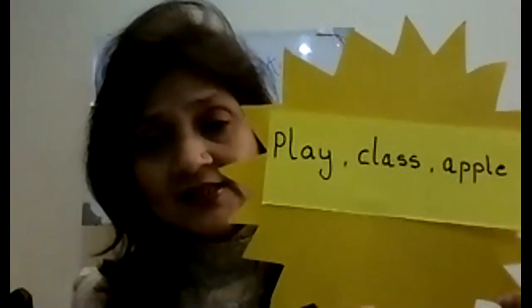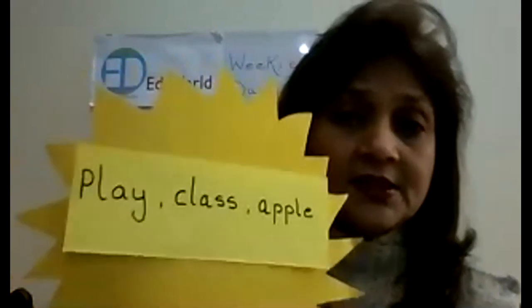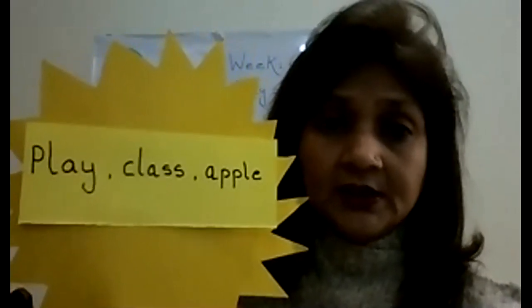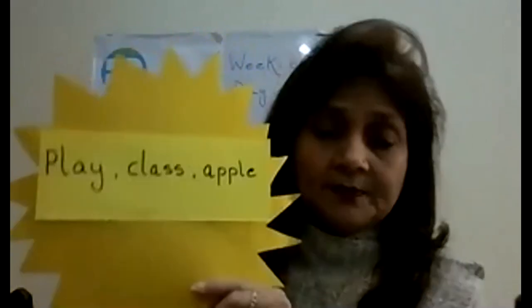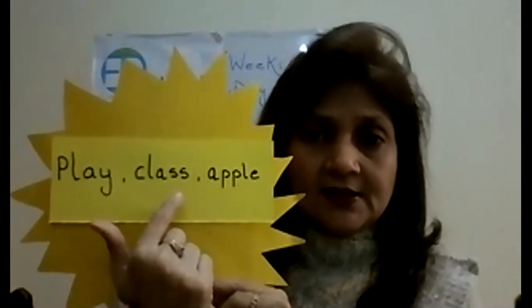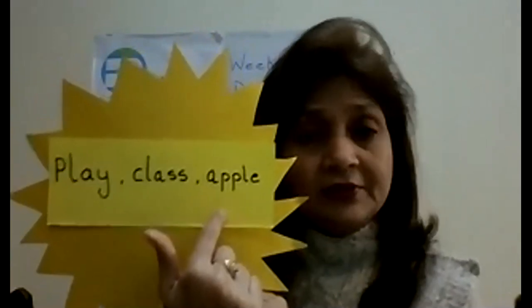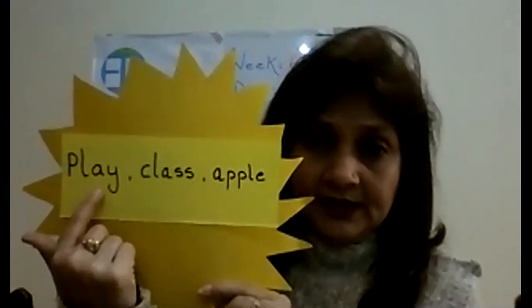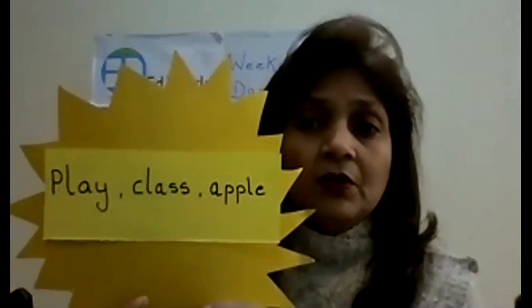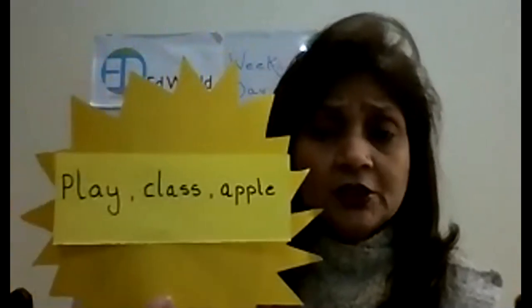So I'm going to show you my word flower. Can you all see my word flower? Yes? Great. Now, this is my word flower and I have written a few words on it. Can you read those words with me, please? Play, class, apple. Read it again with me. Play, class, and apple.